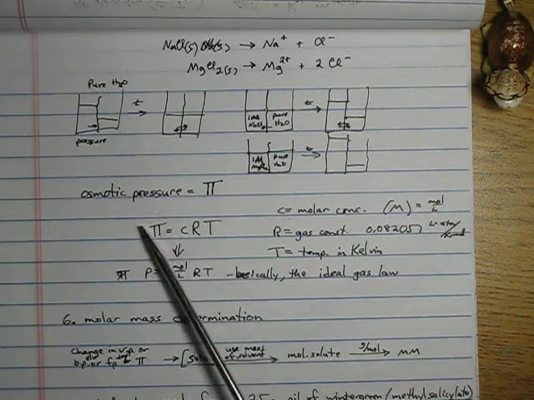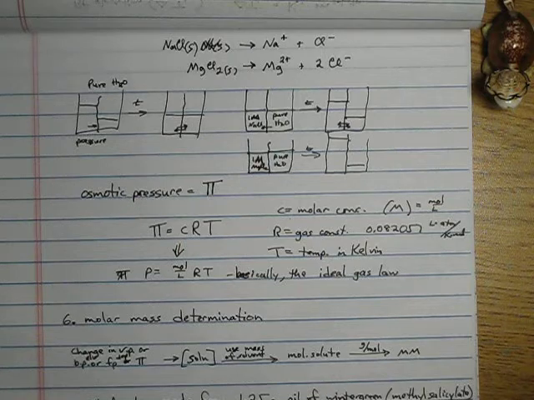This osmotic pressure equation, Pi equals CRT, is just another way of looking at PV equals nRT, only the pressure is osmotic pressure, and we tend to look at the concentration of our solute. All right, cool. Moving on.